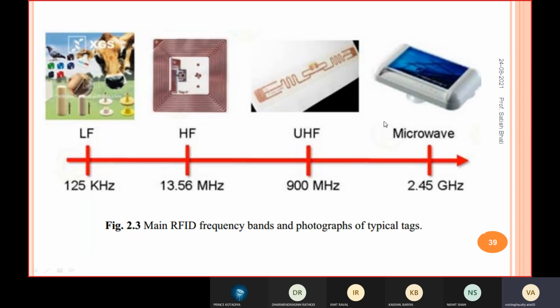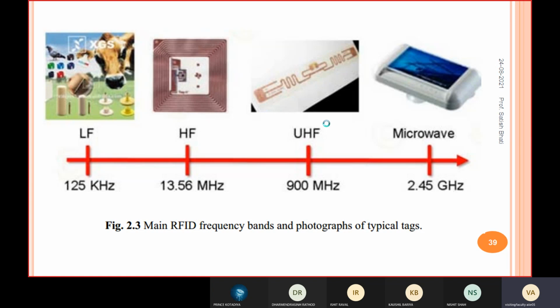Here I have shown it like this: the frequency is around 125 kilohertz, so basically below 135 kilohertz. That is low frequency. Then if it's around 30 megahertz, it's high frequency. If it's around 900 megahertz, it's ultra high frequency. And if it's around 2.45 gigahertz, it's microwave, right? And you can see some RFID tags shown in the slide.